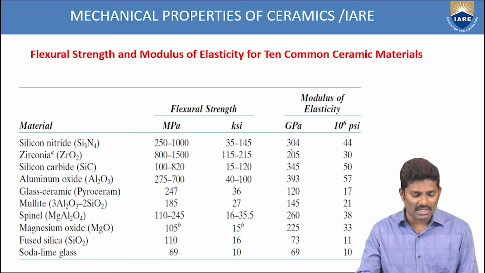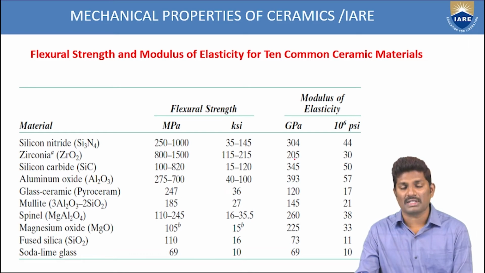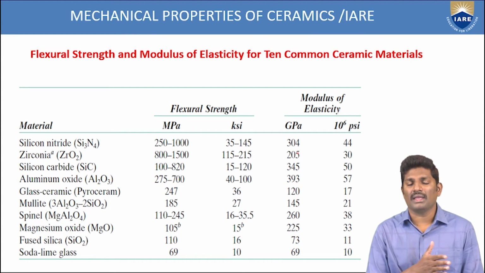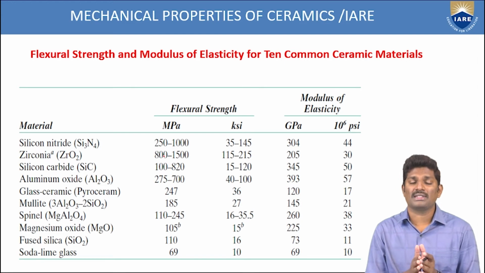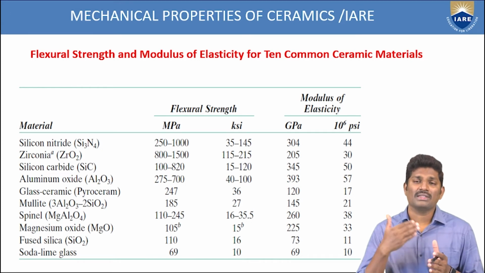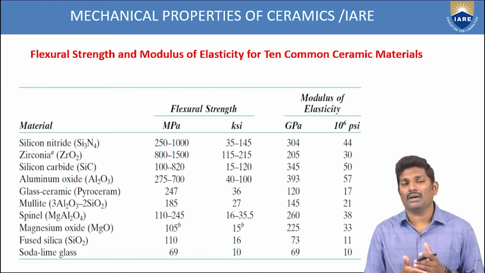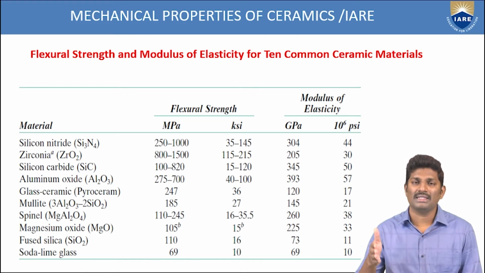Now coming to the second one, zirconia. You have here 800 to 1500 megapascals of flexural strength and 205 gigapascals of modulus of elasticity. Now, if the material is undergoing a maximum modulus of elasticity of 200, then you can go with this. And again, if the flexural strength is more than 1000, then you have to go with this. In the previous case, if it is more than 1000, you should not use silicon nitride, but you have to go with zirconia. Why? Because it has up to 1500 megapascals. But the modulus of elasticity is up to 205 only.